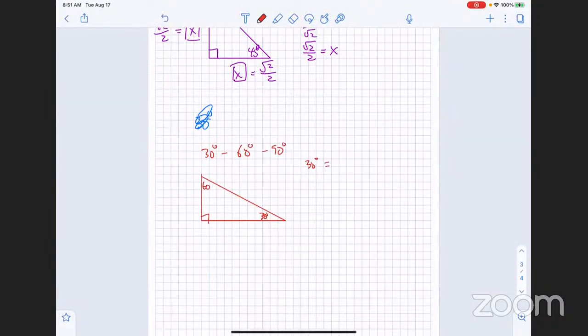So the 30 degree is facing the x. And 90 degrees is facing the double. So it'll be 2x. And the 60 degree is facing square root 3 times x. So it'll be square root 3 times x.